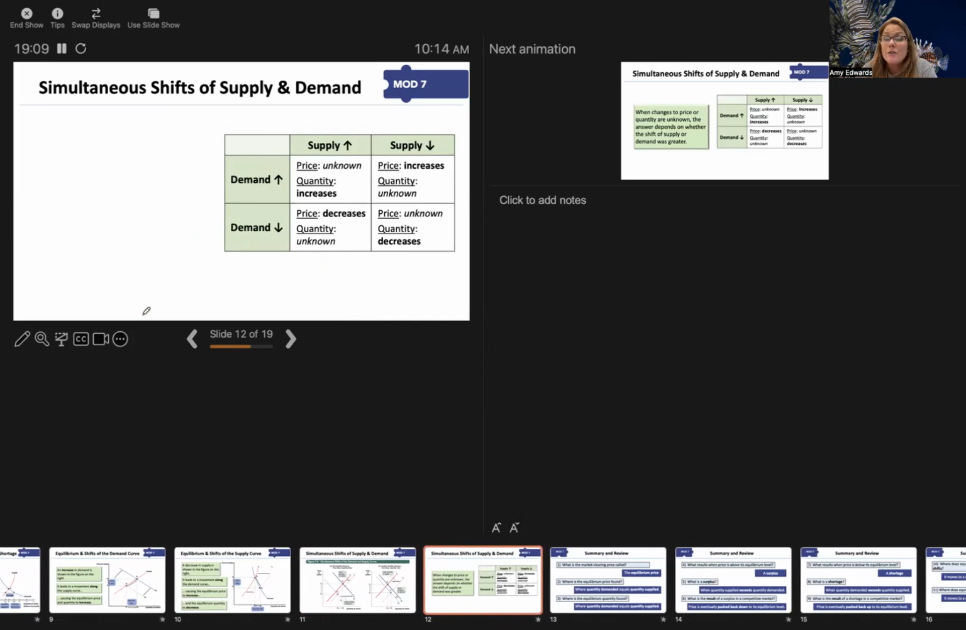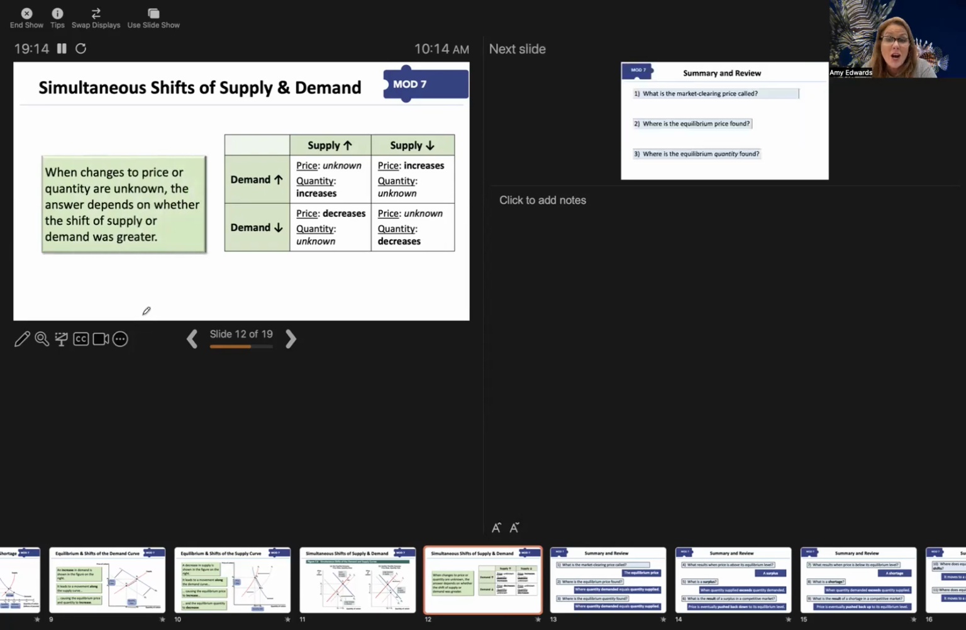So when demand goes up and supply goes up, price is unknown. The reason it says the price is unknown is because how much do they increase? Price could go up, price could go down. That's what the unknown means. It's going to have a lot to do with how much supply increases and how much demand increases. Do they do the same? Because if both increase the exact same, your equilibrium price is going to stay the same.